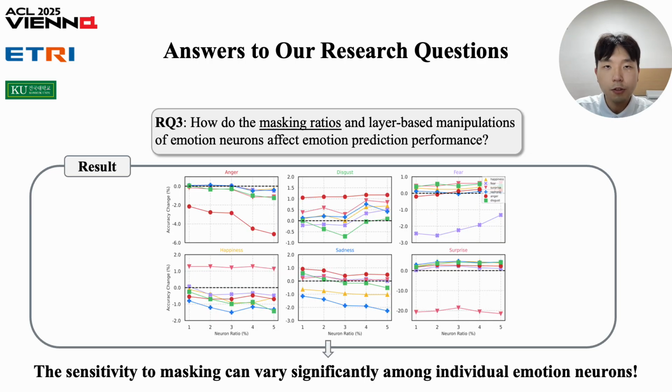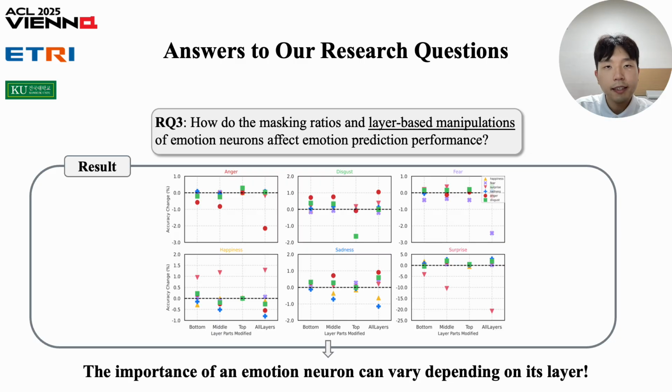For RQ3, we looked at granularity. First, the number of masked neurons. For surprise, we see a stark, dose-dependent response. Masking just 1% causes a huge performance drop. This means it relies on a core set of neurons. In contrast, disgust is much more resilient, reinforcing that some emotional representations are more robust. The key takeaway: sensitivity to masking is not uniform and varies by emotion.